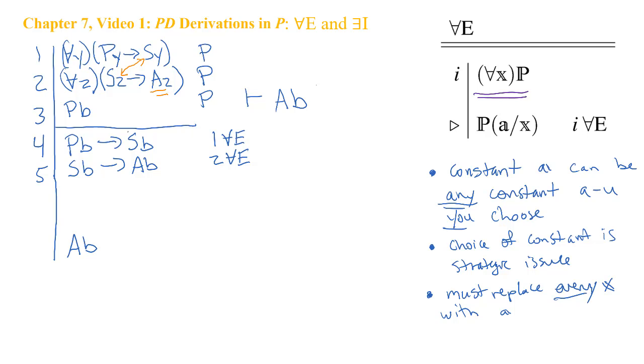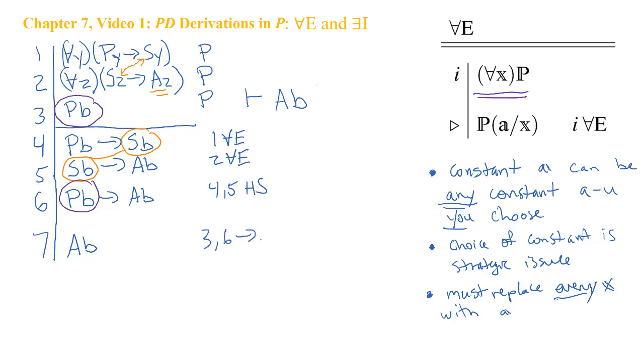Now we have a situation where the consequent of one conditional matches the antecedent of another conditional. So if we're allowing ourselves the SDE rules, we can do a quick hypothetical syllogism, which gives us Pb arrow Ab, and then you'll note that line 3 matches the antecedent of line 6, so with good old arrow elimination, we can get Ab from 3, 6, arrow elimination. And we're done. Nice and simple.